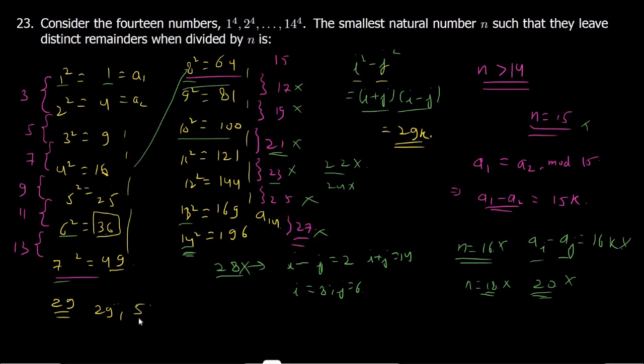Okay, next number is 58. Are there any two numbers whose difference is 58? How about 64 and something? 64 minus 4 is 16. So alright, this is not working.